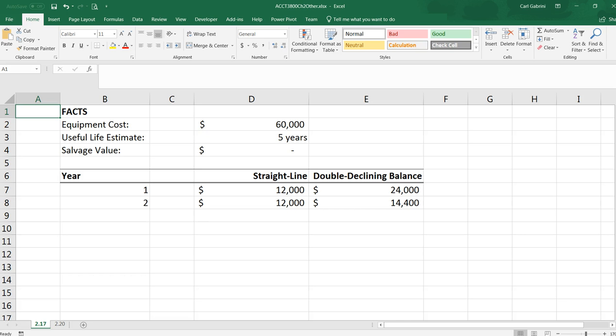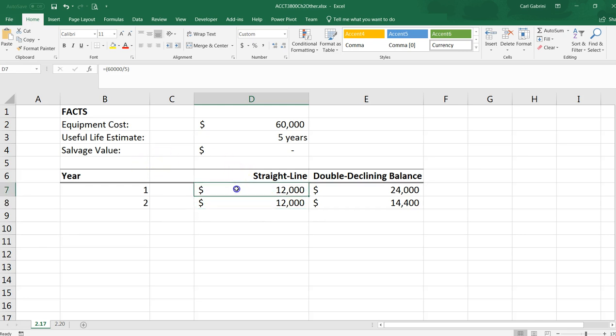Now, using the straight line method, all you really need to do is divide the equipment cost minus any salvage value by the estimated useful life in years. And what you'll end up with is 60,000 divided by 5, which gives you $12,000 per year. And so the depreciation expense for year 1 is $12,000. The depreciation expense for year 2 is $12,000.